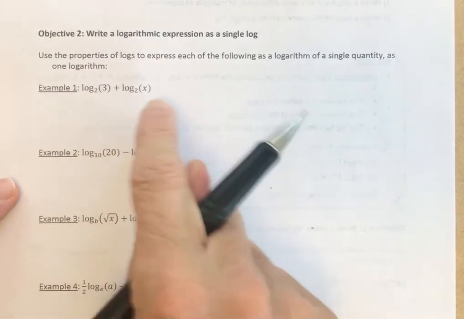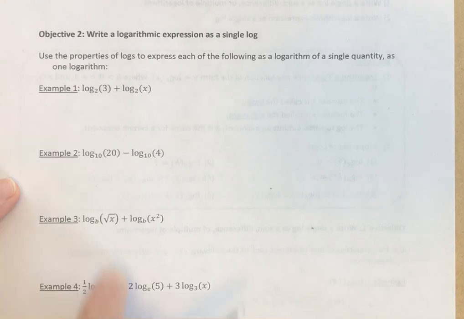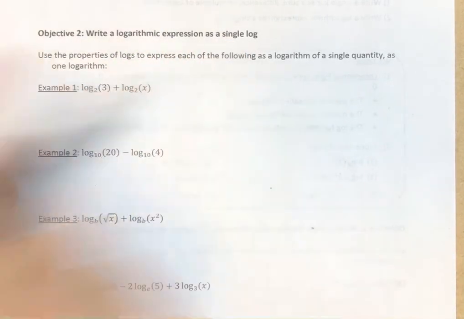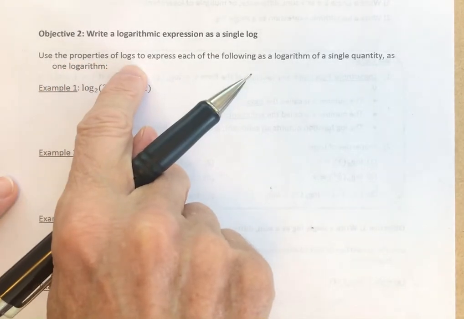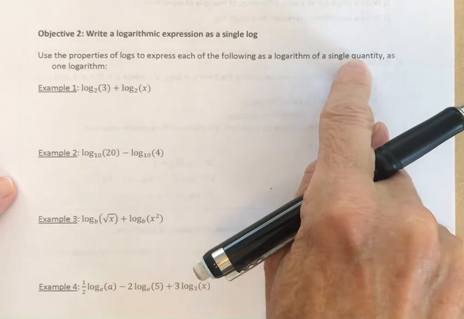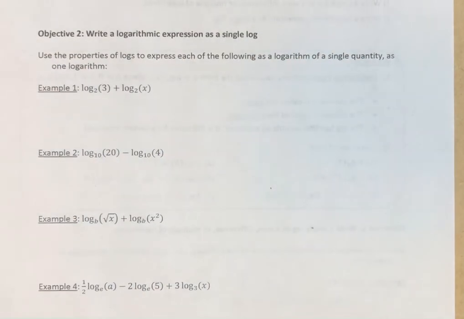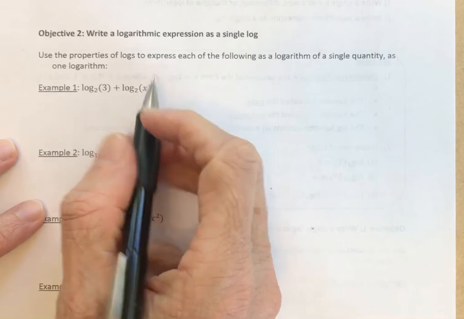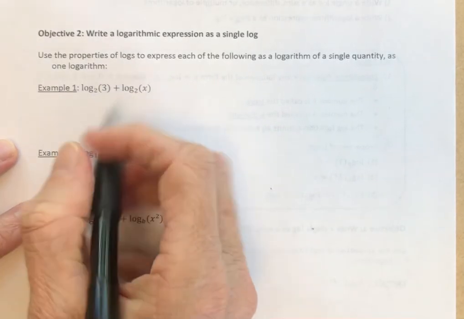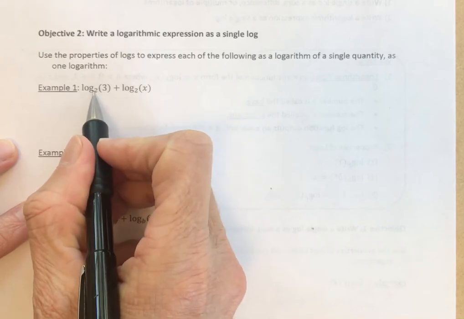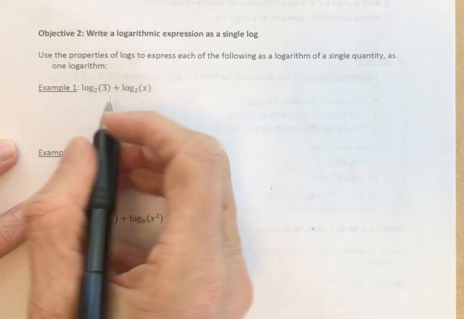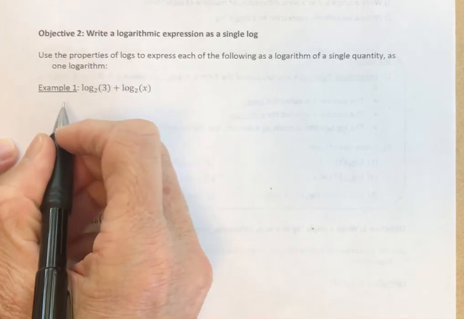Objective 2: we have these logarithmic expressions, and all of them have more than one log, and we want to write them as a single log. Use the properties of logs to express each of the following as a logarithm of a single quantity, as one logarithm. Okay, log base 2 of 3 plus log base 2 of x. Well, if we have a log plus a log, we know that that's the same thing as the log of a product. Again, property 4.